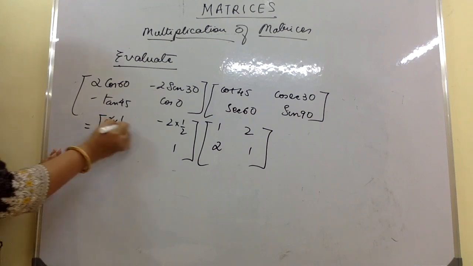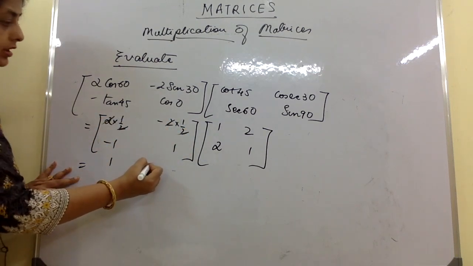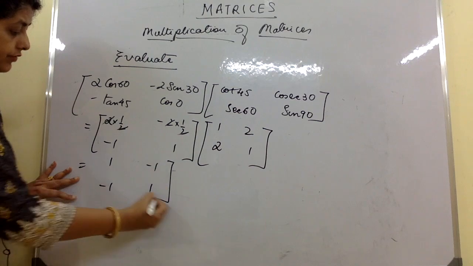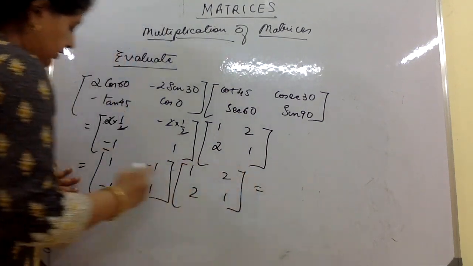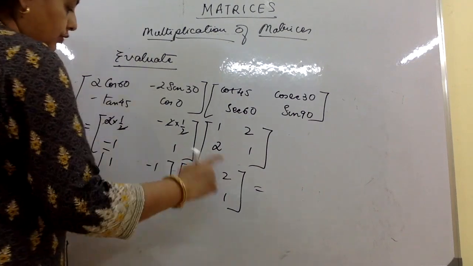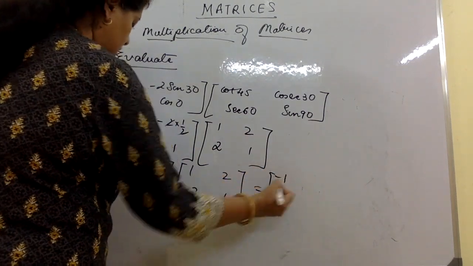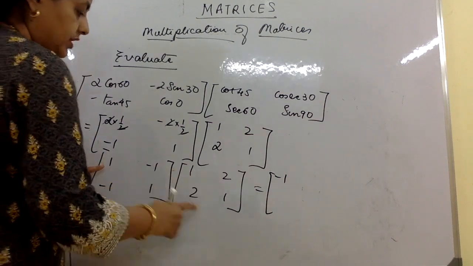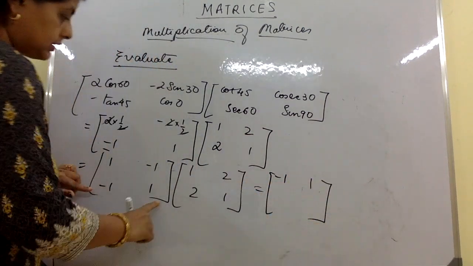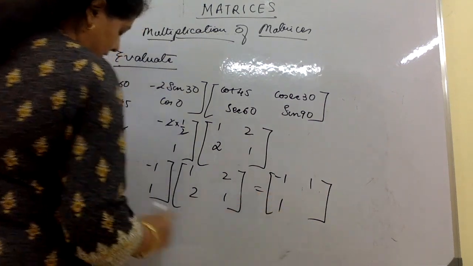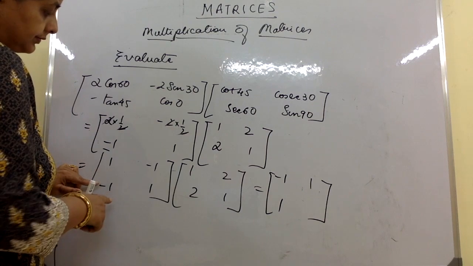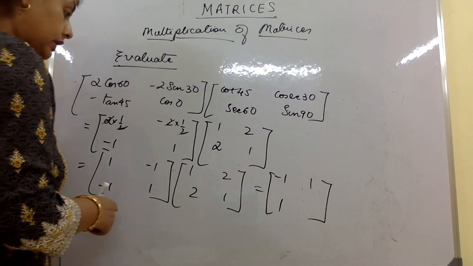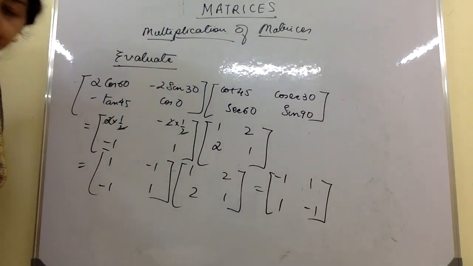So let me first get this ready for multiplication. So 1, minus 1, minus 1 and 1. And here 1, 2, 2 and 1. So we'll start with our sum now. This one with this, 1 minus 2, that's minus 1. Okay, and then 2 minus 1, that's 1. And this is minus 1, 2, this is 1. And this is minus 2 plus 1, that's minus 1. So this is our sum.